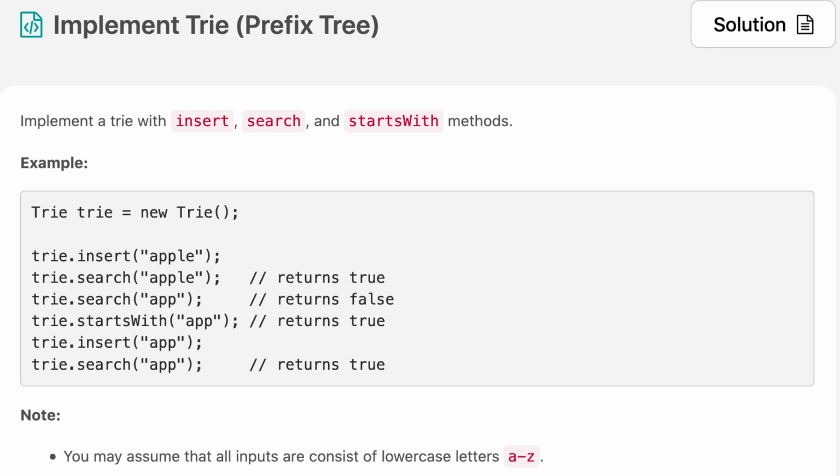If I begin with startsWith app, that means I'm searching for a word which starts with app. And we have a word which starts with app, which is apple. In that case, it is going to return true. And if I again insert app, and after inserting I search for app, then in that case it should return true. The question is asking us to implement the trie.